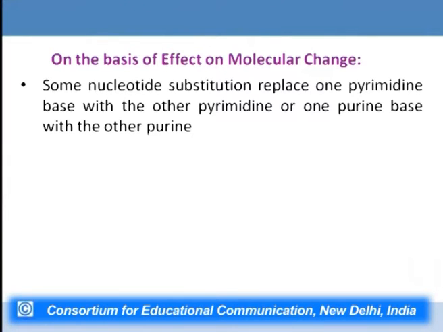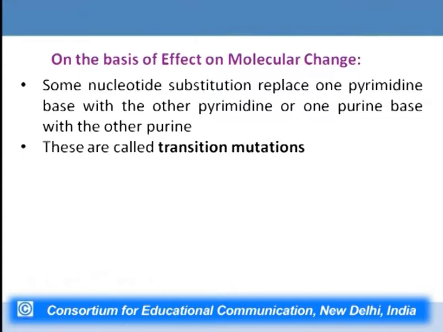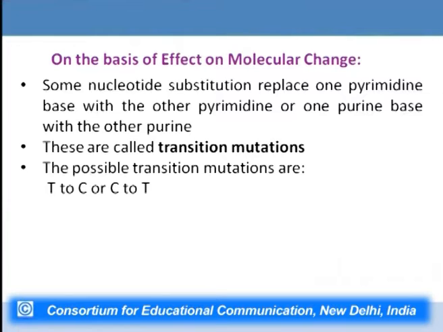Some nucleotide substitutions replace one pyrimidine base with another pyrimidine or one purine base with another purine, and this is known as transition mutation. The possible transition mutations are T to C or C to T, and A to G or G to A. There are four possible transition mutations.